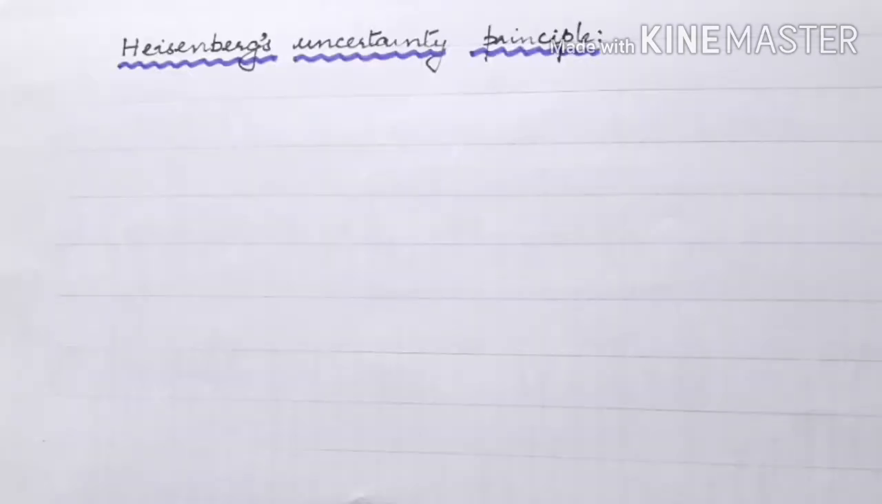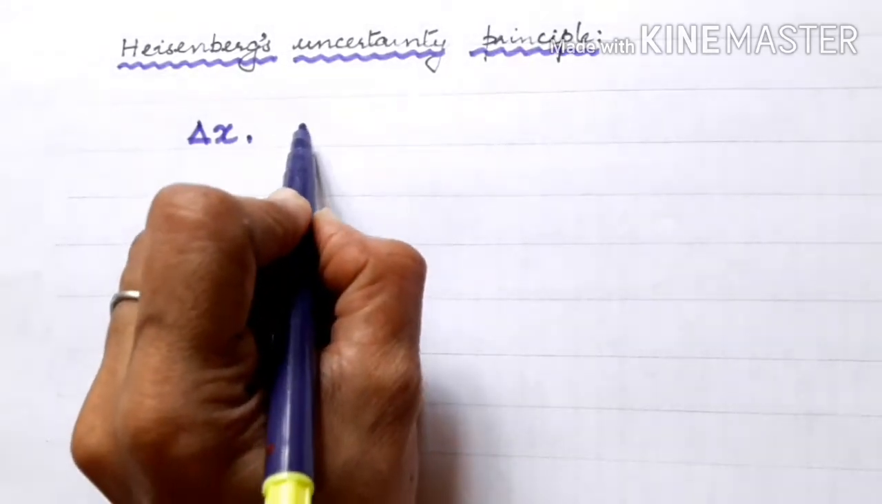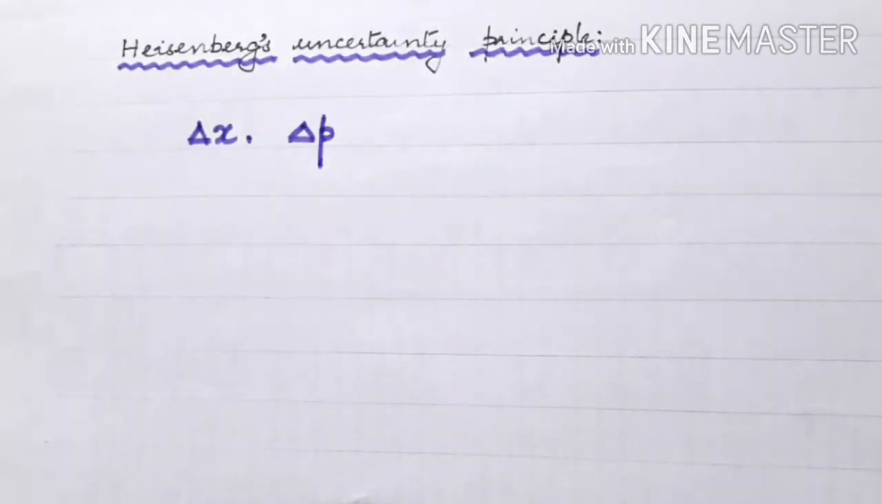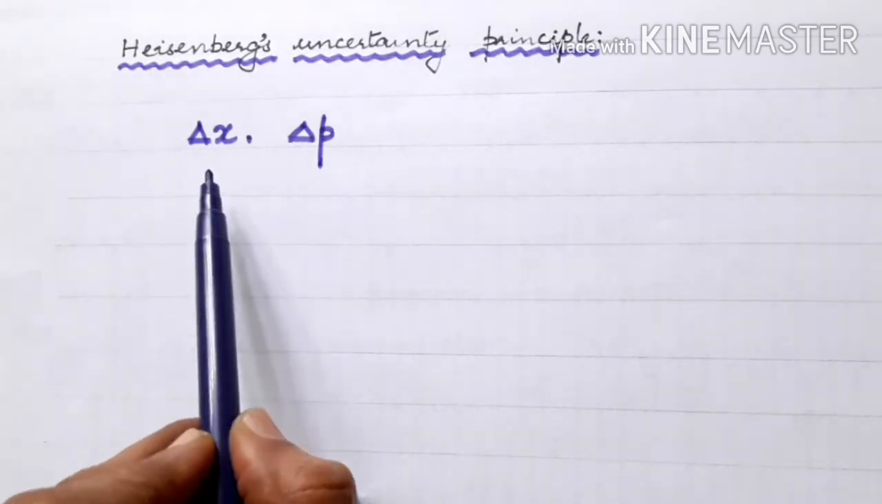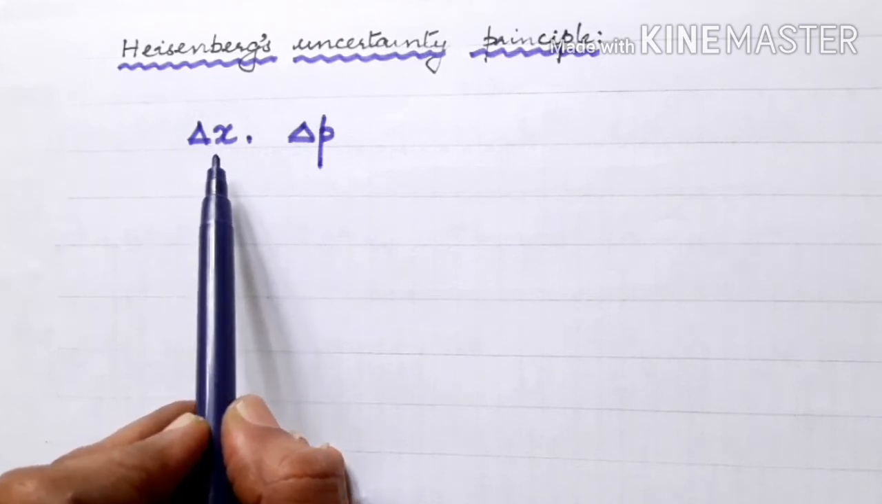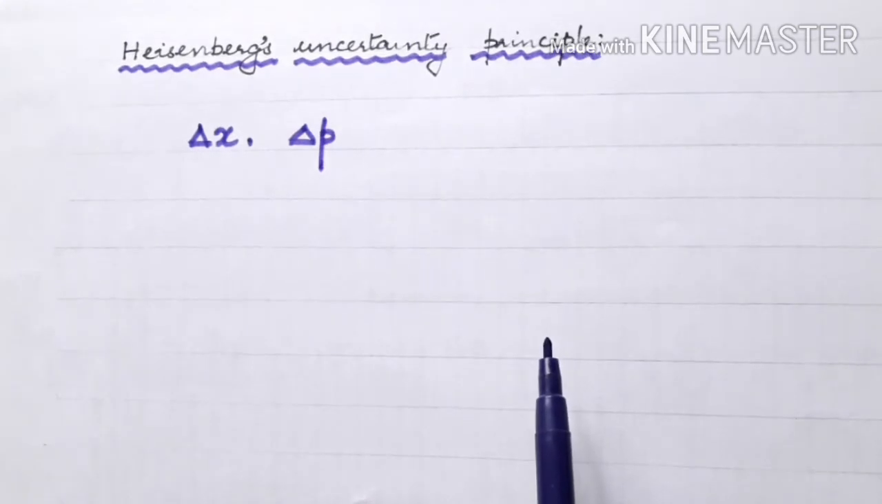Next is Heisenberg's uncertainty principle. Heisenberg in the year 1927 explained that the position and momentum of microscopic moving particles like electrons cannot be determined simultaneously with accuracy or certainty. If x denotes the position of the particle, delta x denotes the uncertainty in position, and if p is the momentum, delta p represents the change in momentum or uncertainty in momentum. What he said is that it is difficult to simultaneously determine the position and momentum of a microscopic particle.